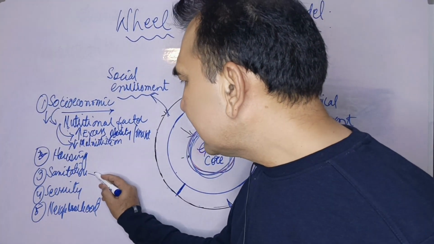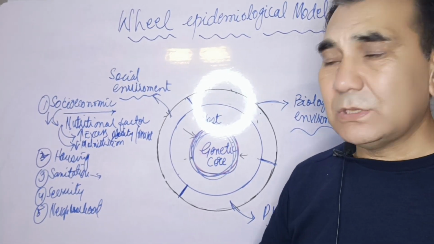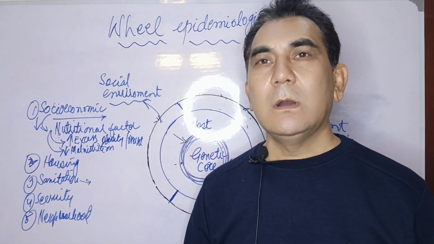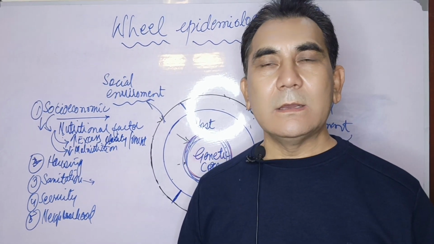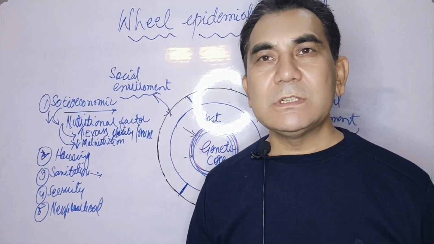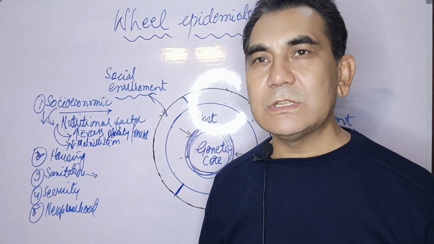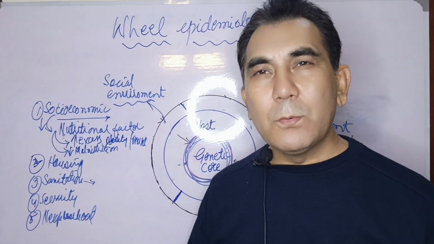And the second was the sanitation. If the sanitation or the sewer system of your community, of your city, of your town is at a good management level, it decreases different types of diseases which can be spread from pathogens, vector borne diseases or water borne diseases, which may be due to poor sanitation.